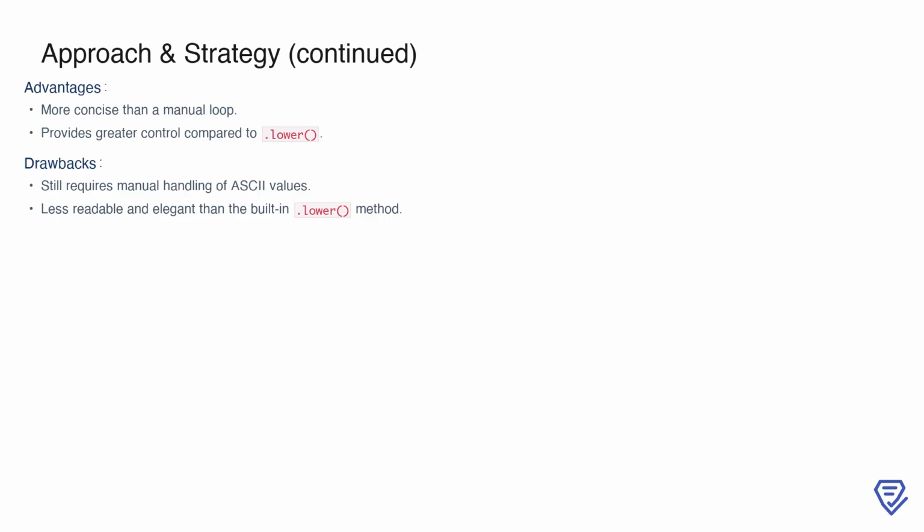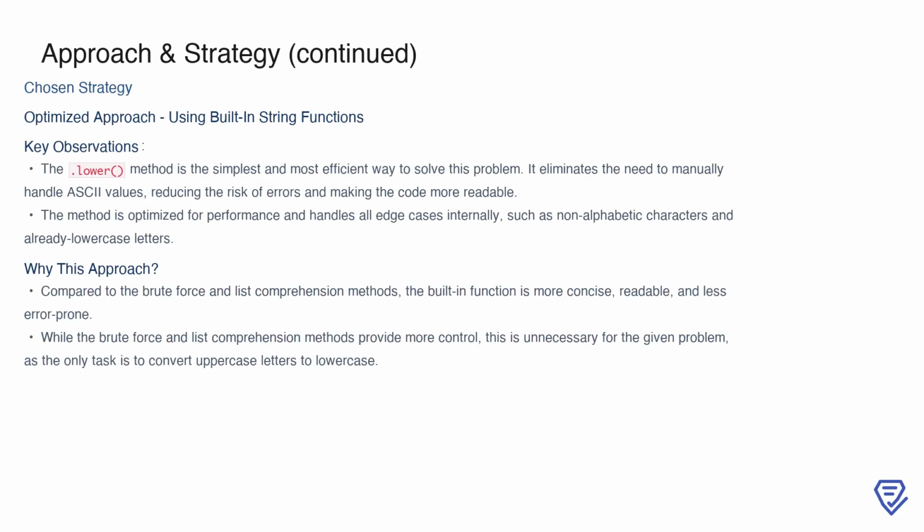Additionally, while more concise, this method is less elegant and less efficient compared to the built-in .lower approach. The built-in method remains the most straightforward solution for this problem, as it eliminates the need for manual checks and transformations while remaining both readable and efficient. While the list comprehension approach provides more control, this level of control is rarely necessary for a simple lowercase conversion task. Given the options considered, the built-in .lower method emerges as the best strategy for solving this problem.